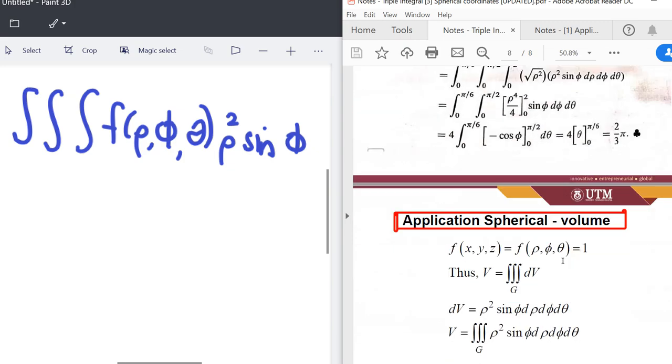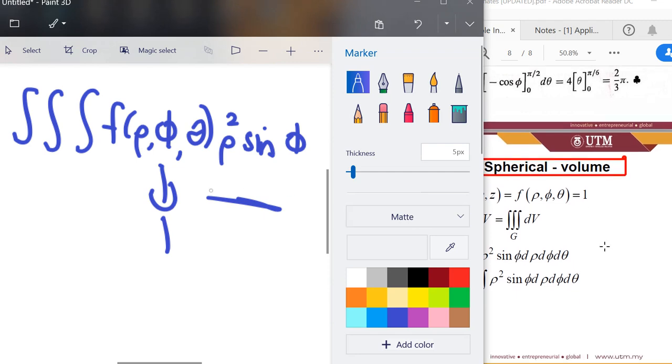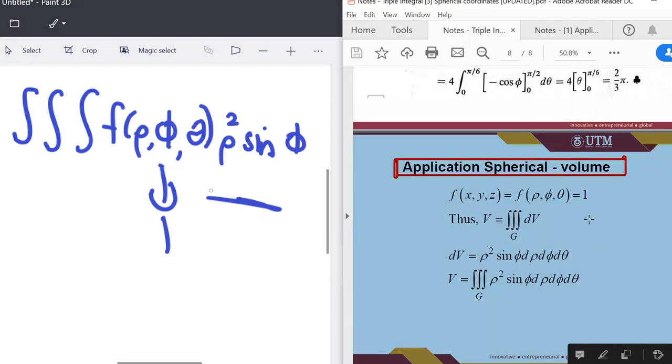Same as the previous one, the application of spherical coordinates is volume, as long as the given function is equal to 1. So let's say this one is 1, then obviously what you calculate represents the volume of the solid. Okay, so that's all for spherical coordinates.